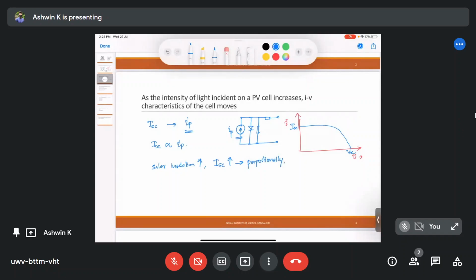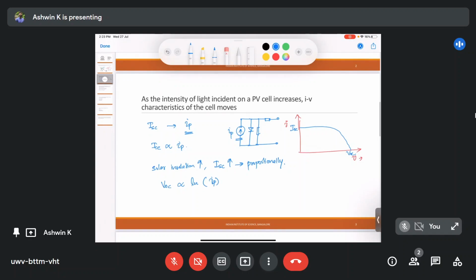Okay. As far as the open circuit voltage is concerned, the short circuit current and the open circuit voltage are the two parameters which determine how your IV curve is going to shift. We have already seen how the short circuit current moves. We'll see what happens to the open circuit voltage. We have derived the relation in one of those video lectures: VOC is directly proportional to a function of ln IP, where IP is again your photocurrent and ln is a logarithmic function.